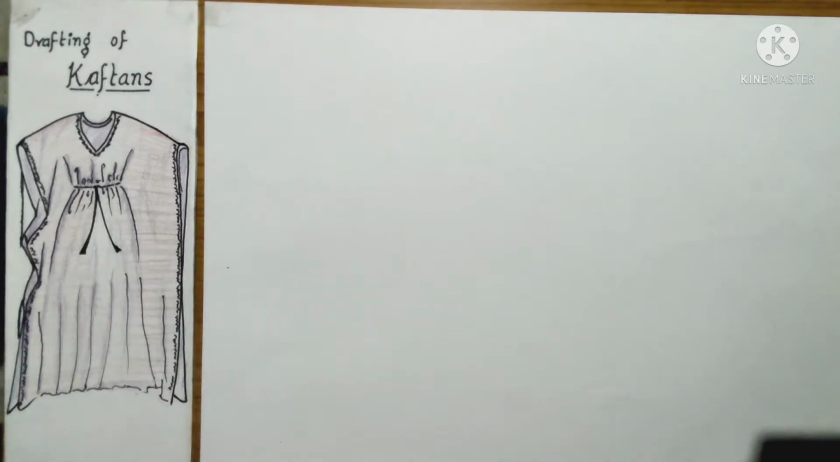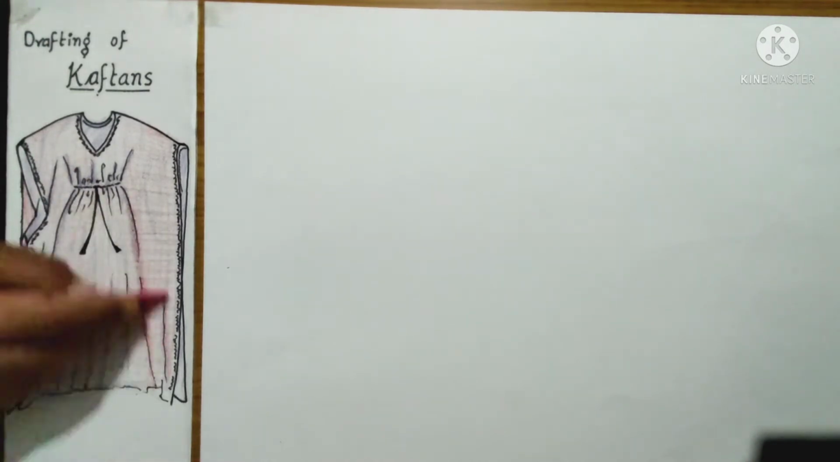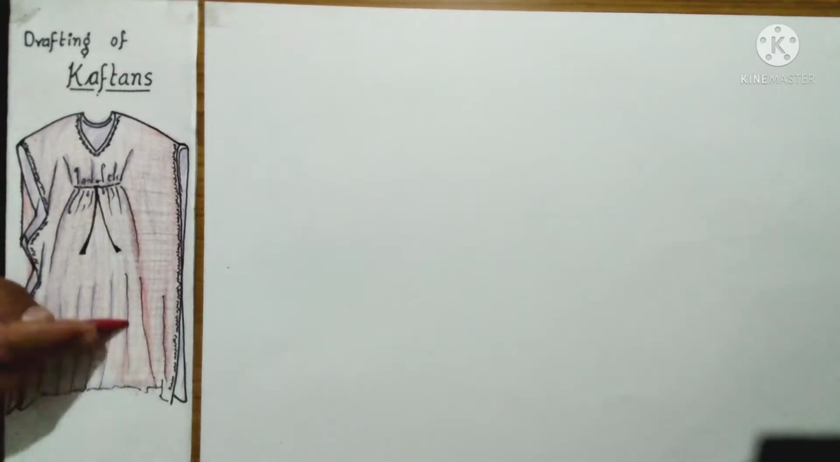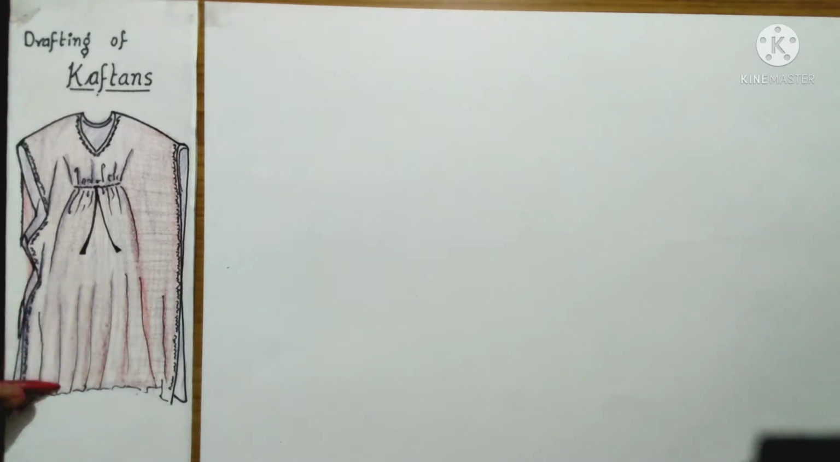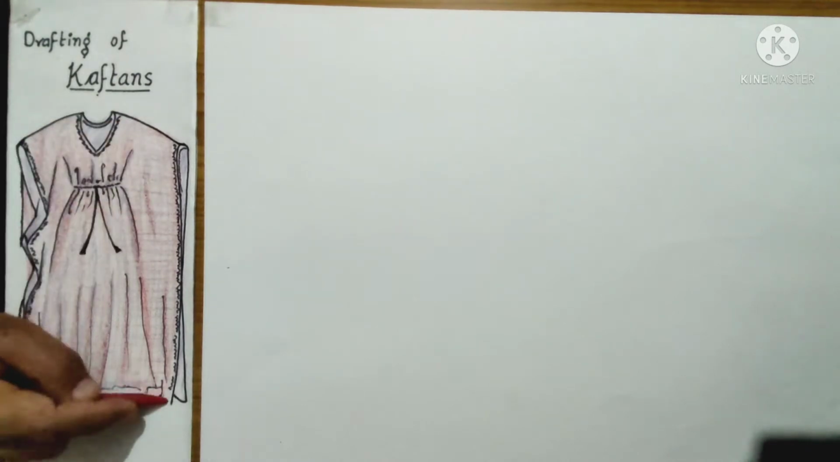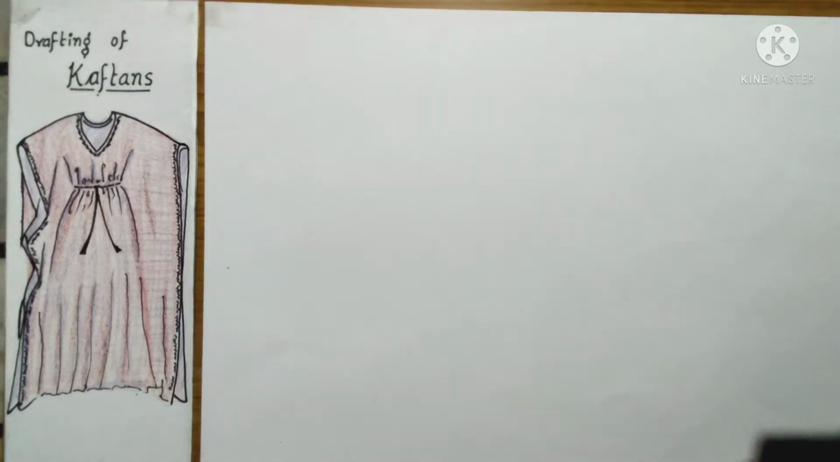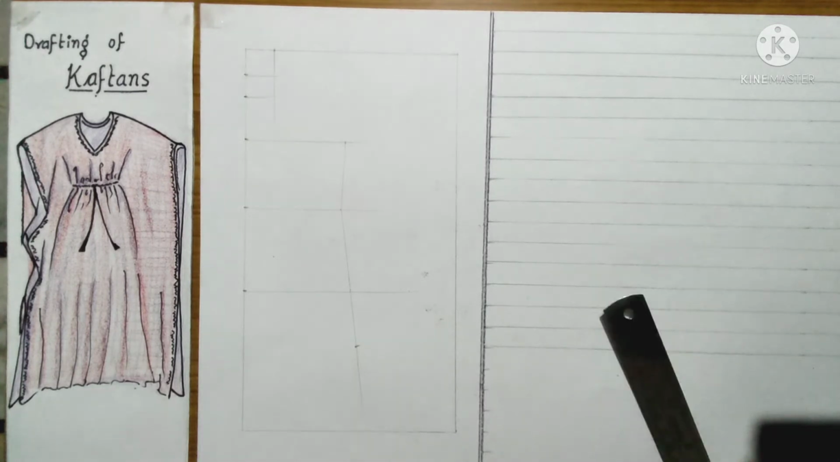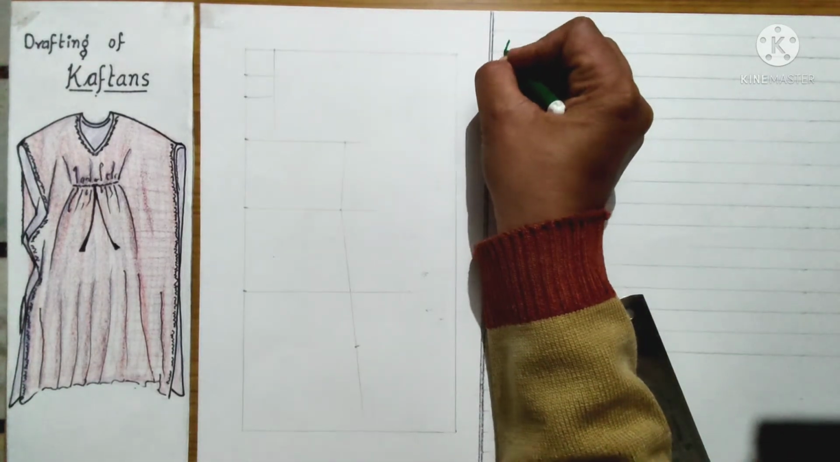I'm just trying to give a shape to this so that you will get a clear view about how your kaftan will look. If you want to see the technical drawings, you can go through the playlist basic design ideas. There we have given a 15 days course. It will help you out about the silhouettes, the necklines, the sleeves and all. So this is all. Now let's start with the drafting process.